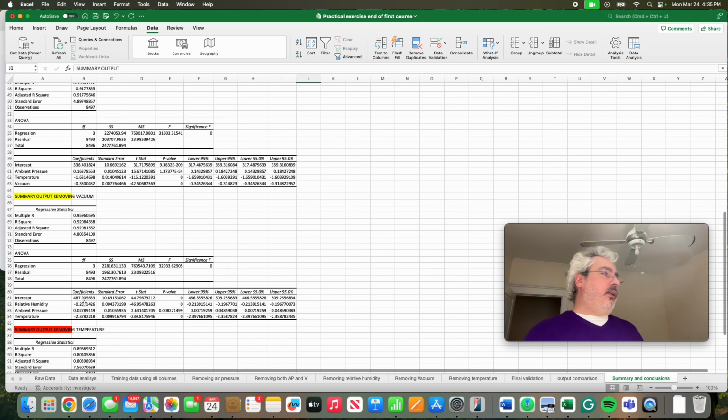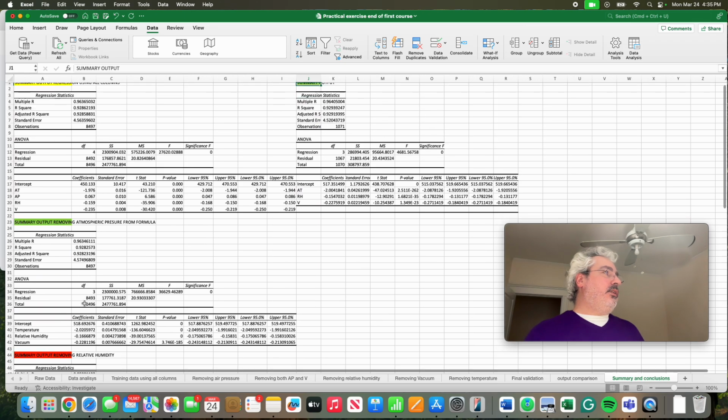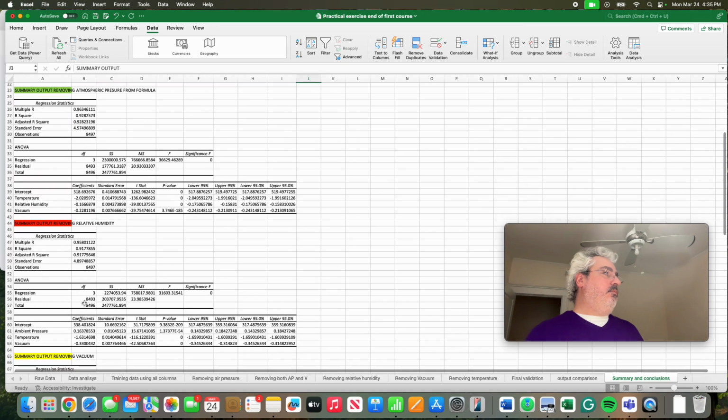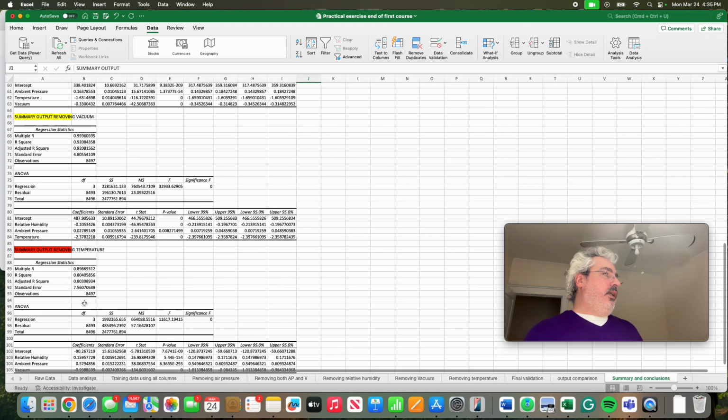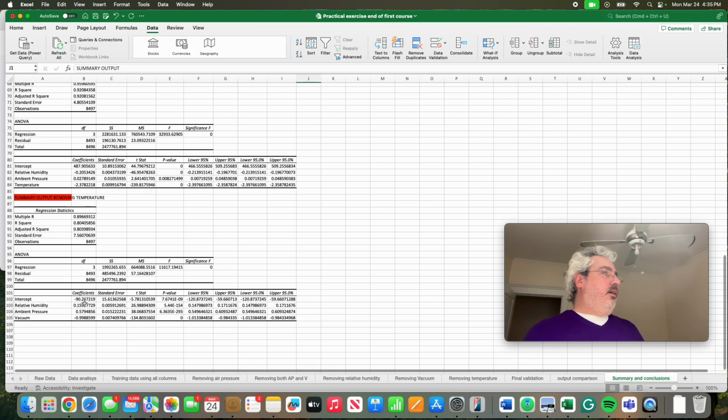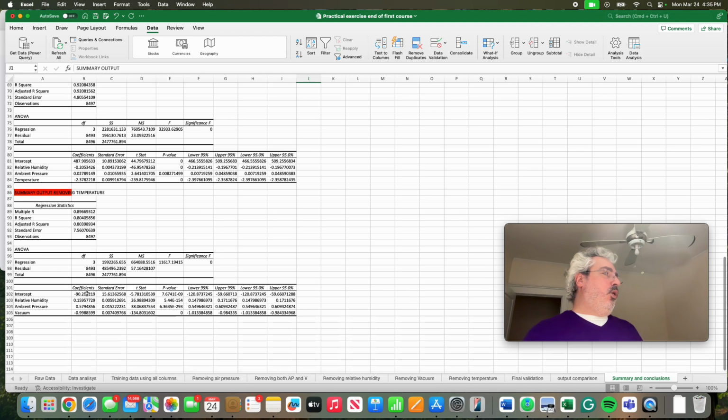Vacuum seems to yield similar results to the original ones as well, so it could potentially be used. And removing temperature is one of the most distorting ones. I got this coefficient and multiple R.